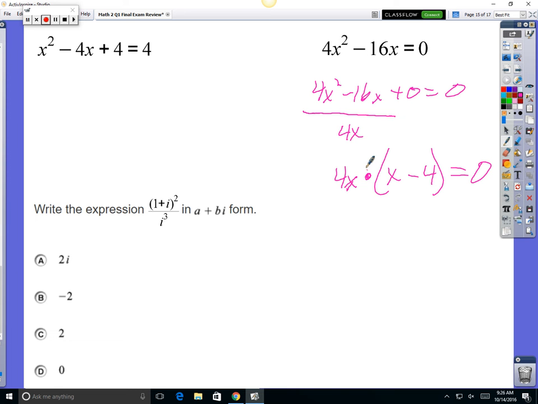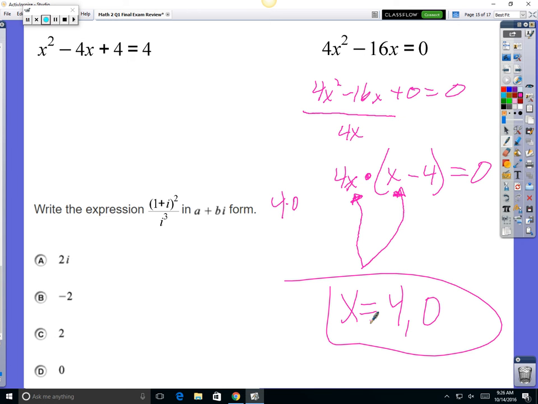There we go. So now x is going to be, I think, the exact same answers. X is going to be a 4, because if you put a 4 into that group, 4 minus 4 is 0, 0 times that is going to be 0. And if you put into this group, you want to put a 0, because 4 times 0 is 0, 0 times that is 0. So same answers.